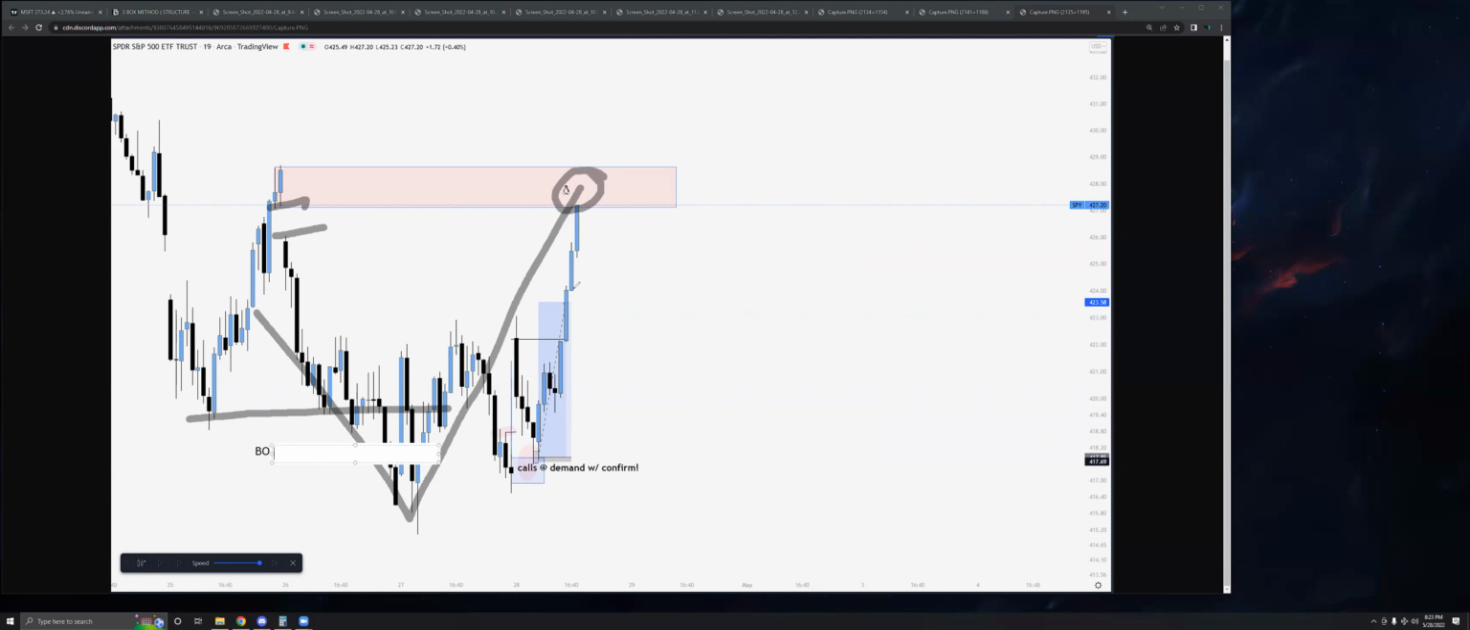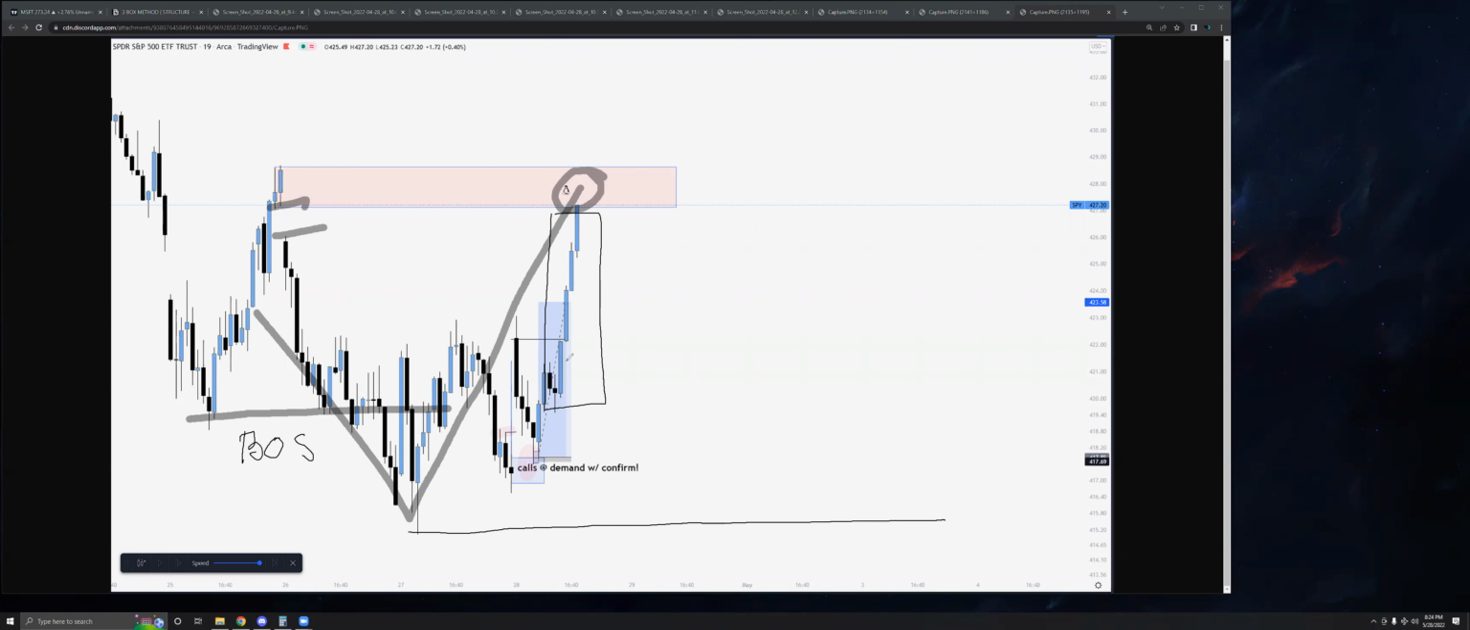So let me just draw it. Broke structure here. We have a new low here where we're going to target. Do you guys know what this is right here? This whole run up here. What would you call that? Imbalance, right? So all we're really doing is putting the pieces together. We're putting the pieces together to see why this would reject.